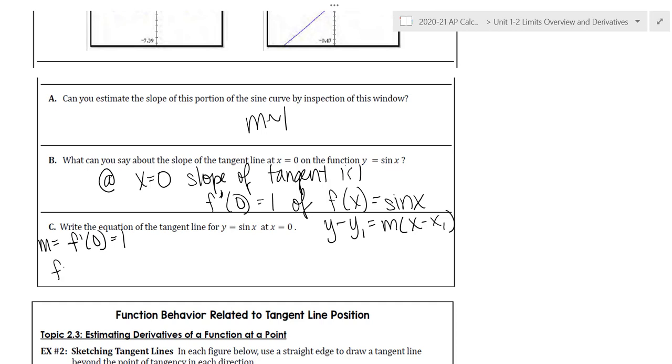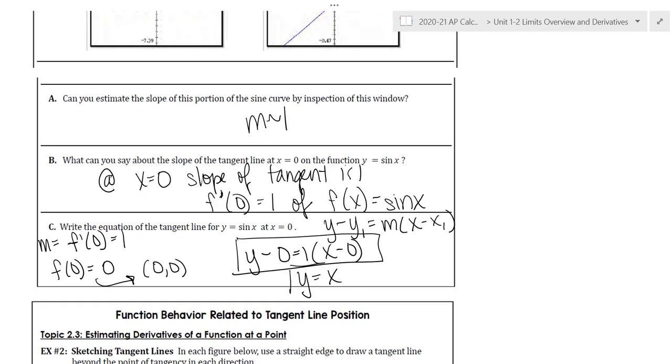I also know that my normal point, if I plug in a 0 into sine of x, sine of 0 is 0. So plugging this into my point slope equation, this is my ordered pair. Remember, we're thinking your ordered pair is (0, 0). So if I have y minus 0 equals 1 times x minus 0, simplifying it down, you just get y equals x. You can also leave it here or simplify it further.